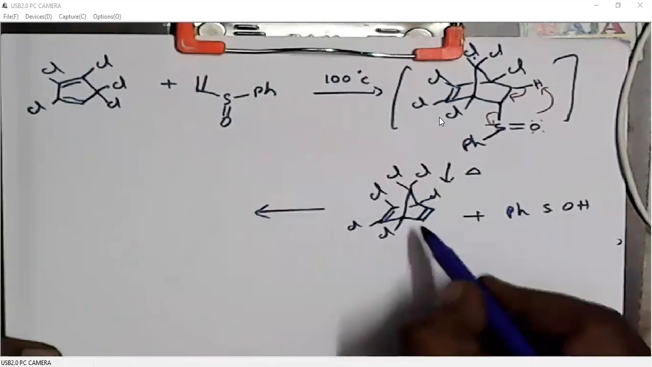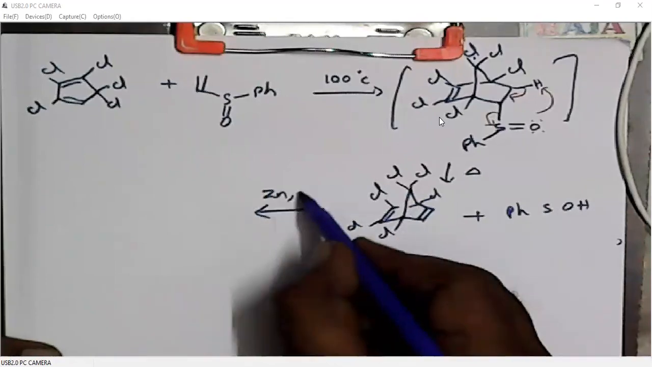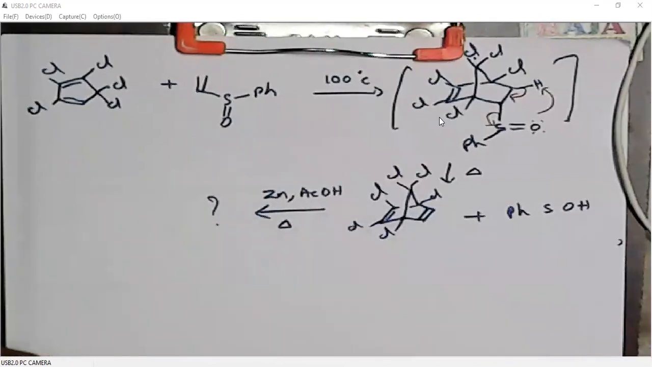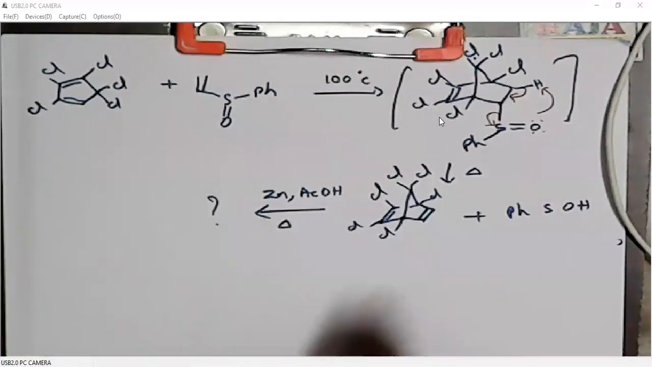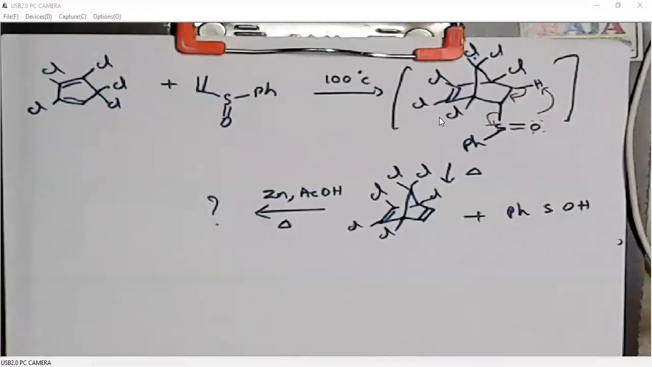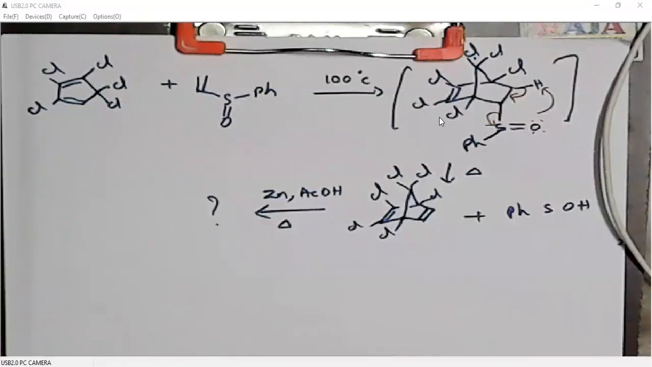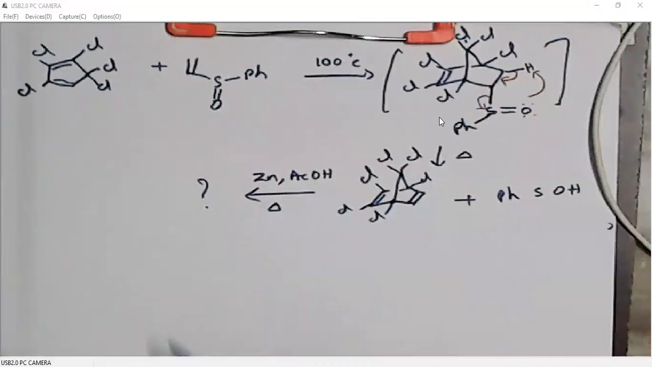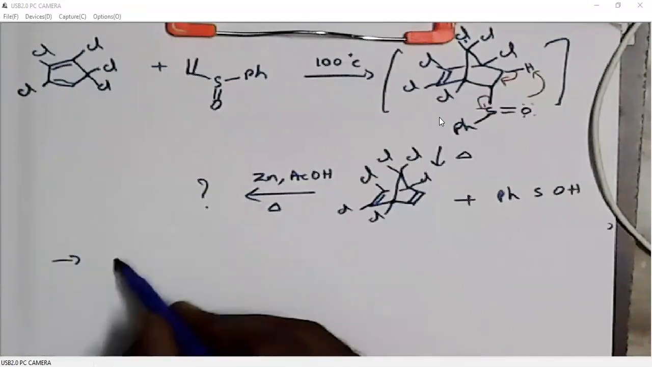And if we want to remove all the chlorines, what will we do? We will treat this with zinc and acetic acid, so we can do dehalogenation. Zinc and acetic acid treatment will give us the dehalogenated product. I'll just give two more examples. You practice them.